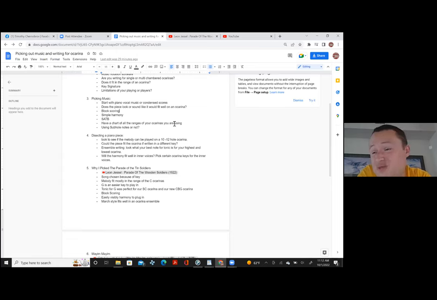Say the melody, when you first look at it, doesn't look like it would fit the range of your ocarina. If you change the key, it might. That might be a good way to think about a piece: okay, it's in E flat major right now, and in E flat major it's not going to work very well in a single chamber's range for the melody. But if it was written in C major, it might. So that's a great way to think about how you can adapt a piece to fit the range of an ocarina.